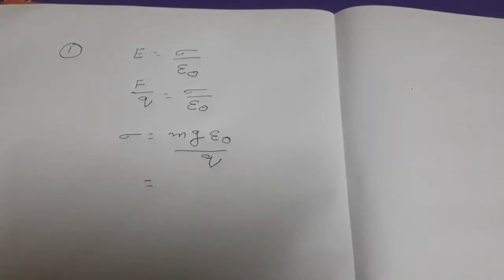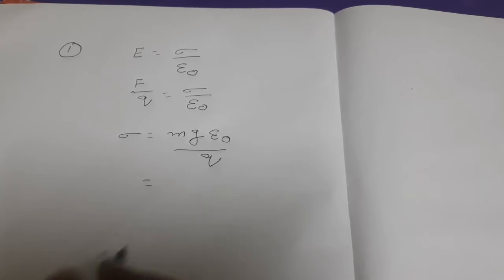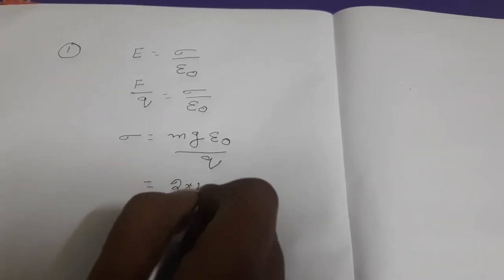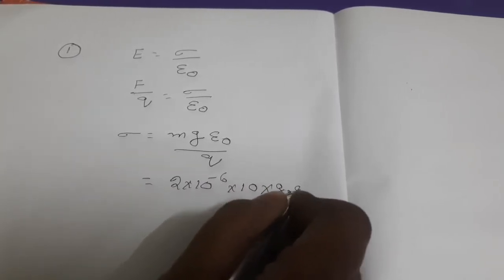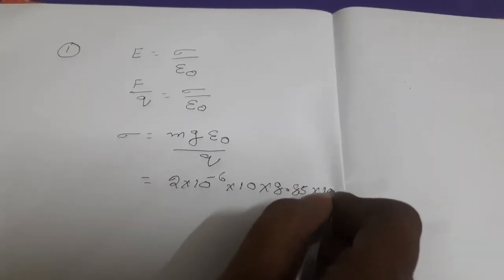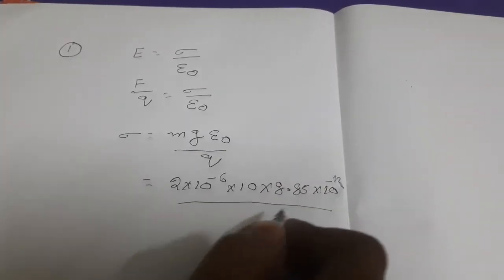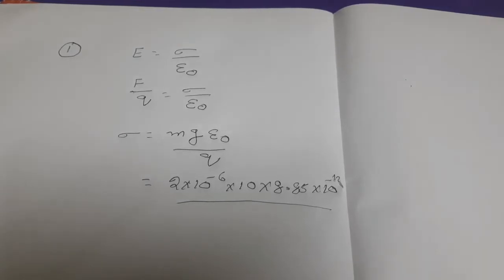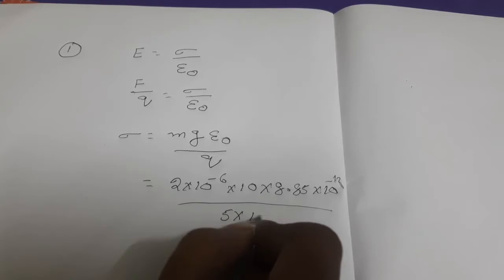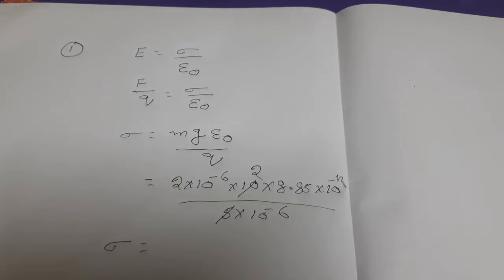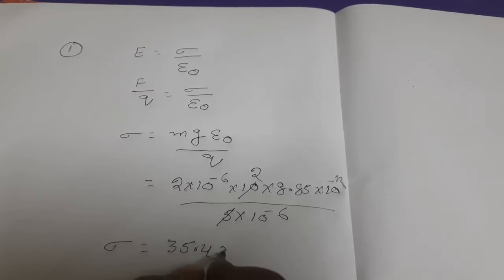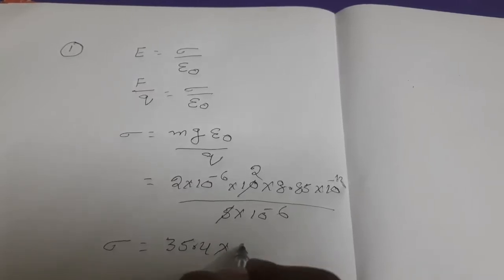Then you substitute all values. The given data is mass of the body is 2 into 10 to the power of minus 6 kg. g value is 10 meter per second square. Epsilon naught value is 8.85 into 10 to the power of minus 12. Charge is 5 into 10 to the power of minus 6 coulombs. After simplification, you can get the answer. Sigma equals 35.4 into 10 to the power of minus 12.